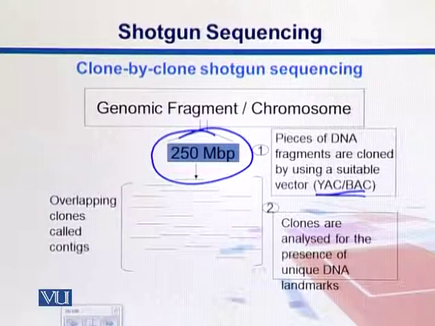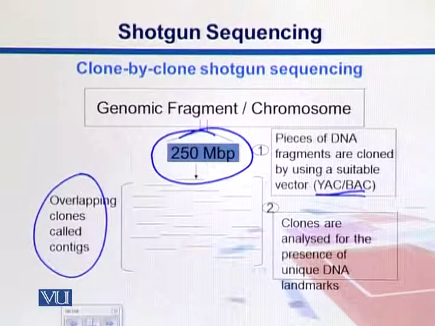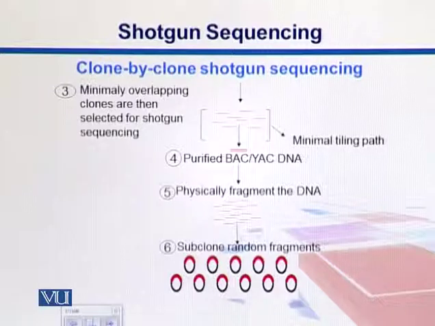Then we take these clones and analyze them for the presence of some landmarks, which later help in finding their relationships to one another. The overlapping clones are called contigs. Next we take the clones which are minimally overlapping. We don't want clones that are completely overlapping one another, in order to avoid redundancy.